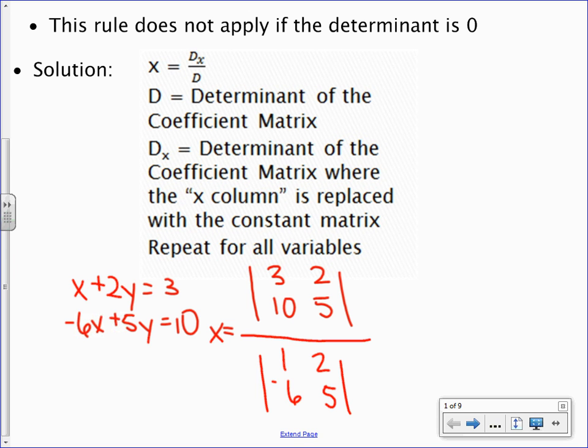When you find a determinant, do you get a matrix or do you get a number? You get a number. So when we take the determinants, we're going to get a fraction that's an actual number, and that'll give us our x value. Now, if I want to solve for y, we're going to do the same thing, but in our numerator, we're going to take this coefficient matrix, and instead of replacing the x values, we're going to replace the y values with this 3 and 10.